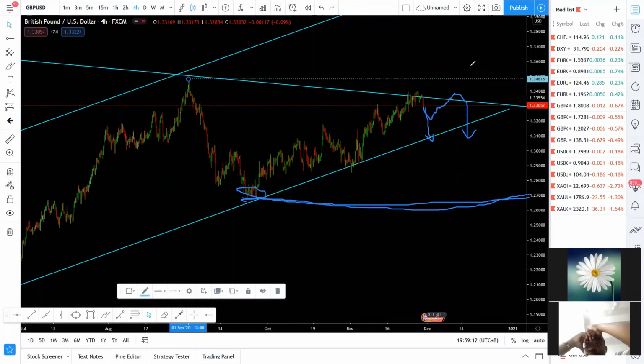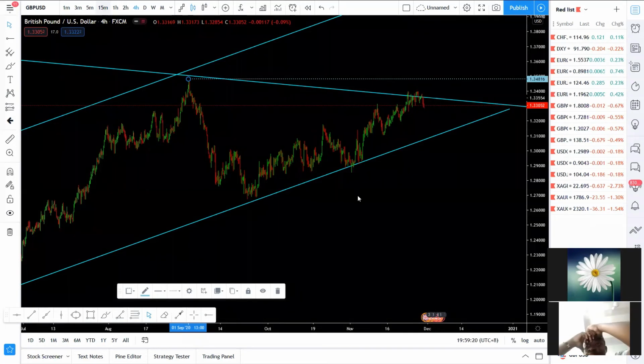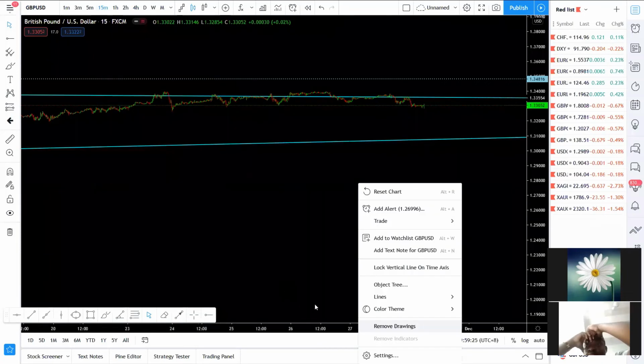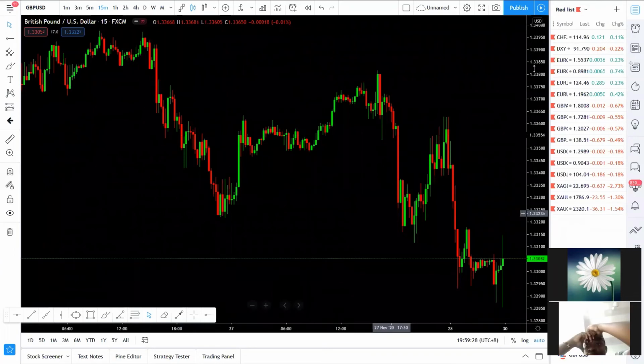So how are we going to enter this market? We enter it on a lower time frame. So we go into the 15-minute timeline. That's where we enter the market. So let's remove all our drawings. Let's reset, and let's see how we get into this market.